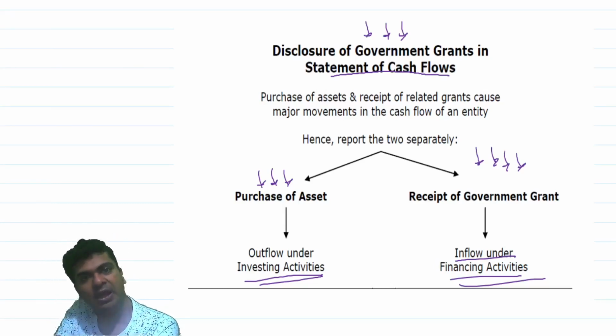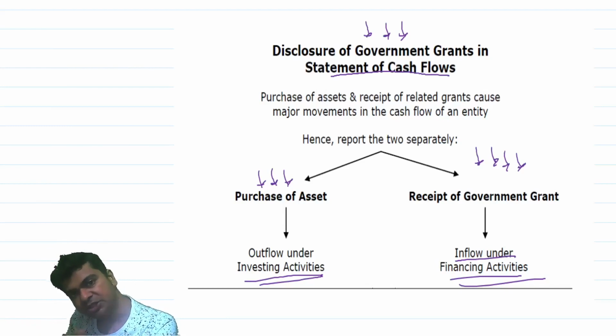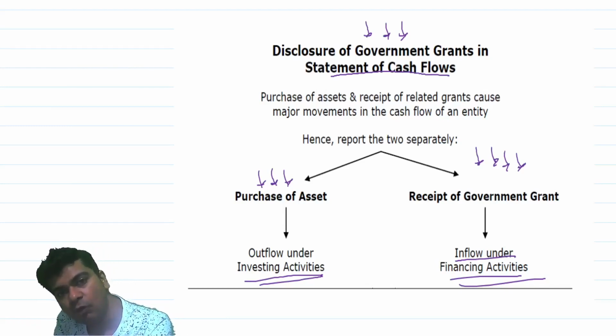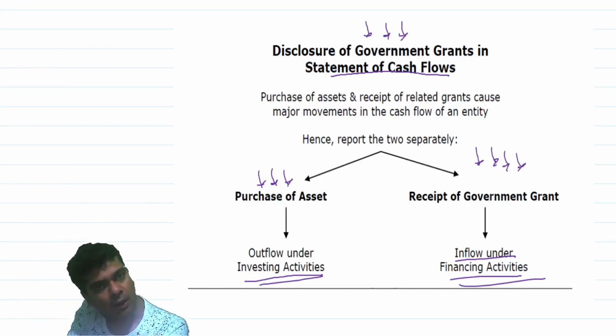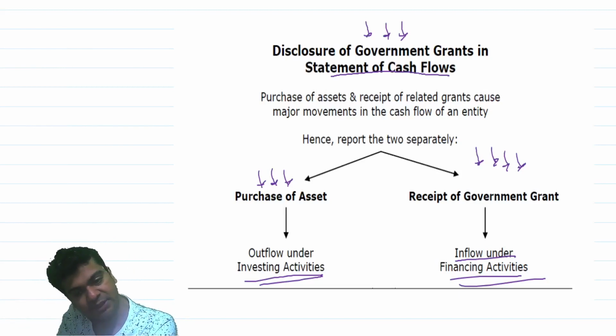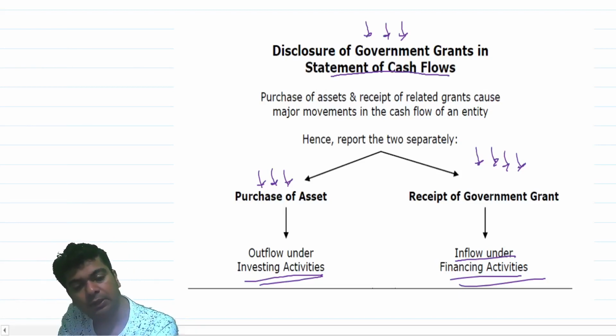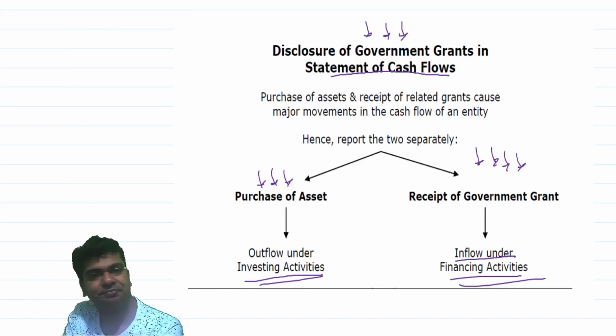You are receiving government grant. That means you are receiving cash. It's an inflow. Consider it as an inflow from financing activities. And out of that, you are purchasing an asset. Purchase of asset, fixed asset, intangible asset, doesn't matter. Purchase of the asset will be an outflow under the investing activities.